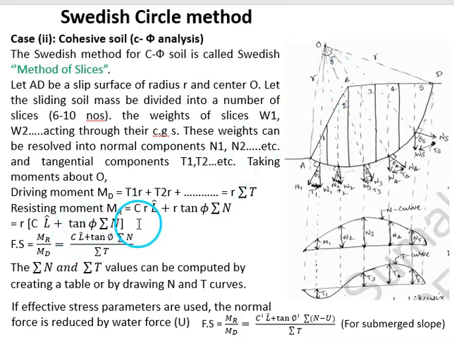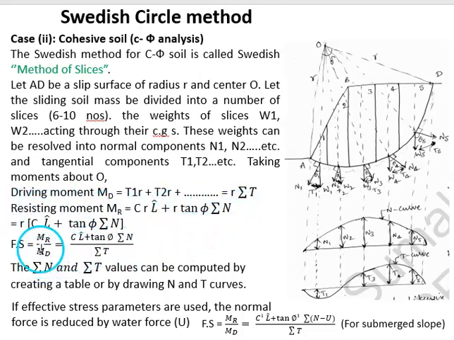Then resisting moment. Here because it is c-phi soil, both cohesion and friction will contribute towards resisting the sliding, because shear strength of c-phi soil is c plus sigma tan phi. Here sigma is nothing but sigma n, so sigma n tan phi. For that, when we take the moment about point O, we have to multiply with R. Then for the cohesive force, it is C into arc length multiplied by perpendicular distance R. We will get the resisting moment with respect to point O.